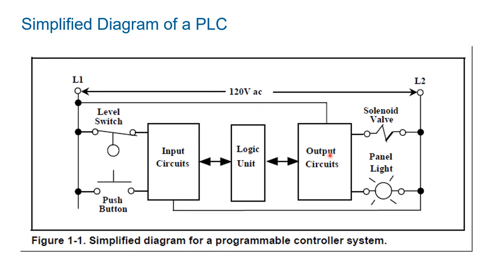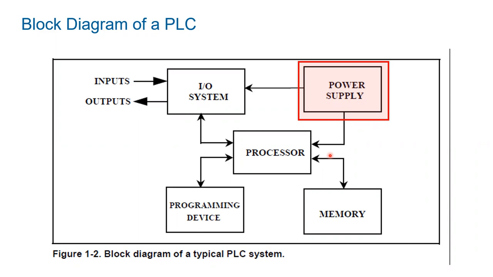So here is a little bit more detailed block diagram of the PLC. We actually have multiple pieces here. You've got your IO system that we just talked about. You've got a power supply that gives you board level power to power up your processor. You've got memory, and you've got the programming device itself, which is how we interface into the PLC to actually program it.